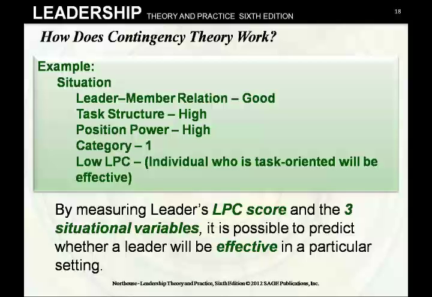So here's an example situation. Leader-member relations are good. Task structure is high. Position power is high. It would be category 1. Individual is task-oriented, will be effective. By measuring leaders' LPC score, and that is, high or low LPC, and the 3 situational variables, which is leader-member relation, task, and position power, it's possible to predict whether a leader will be effective in a particular setting.